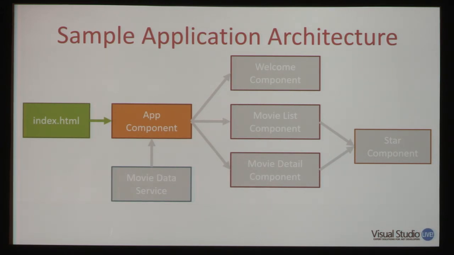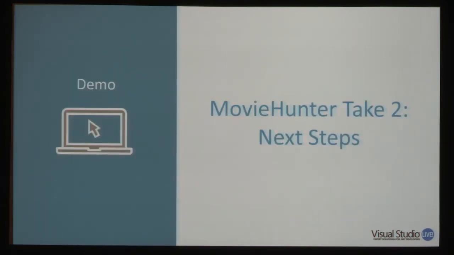All right, so this is our sample application architecture that we've built so far. We've got our index.html, we've got our app component. What we want to build now is our movie list component. So let's take a look at that.